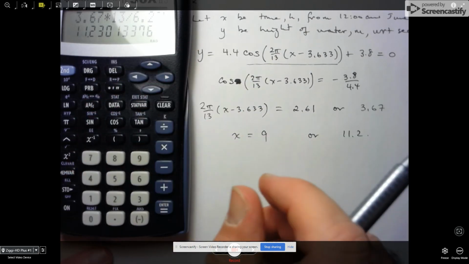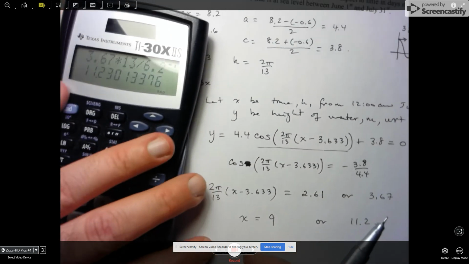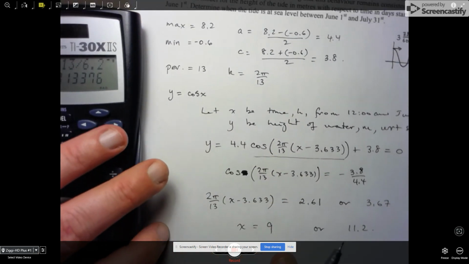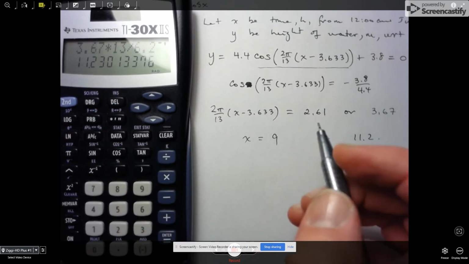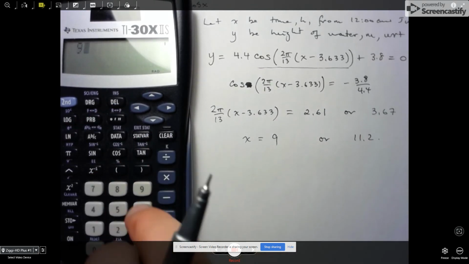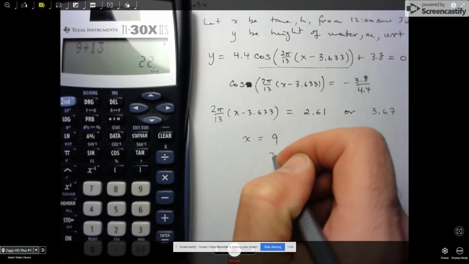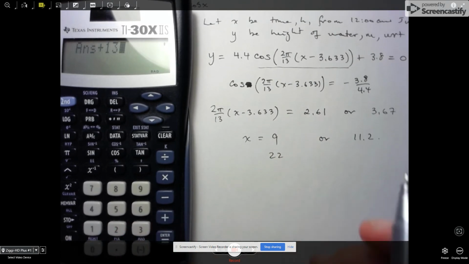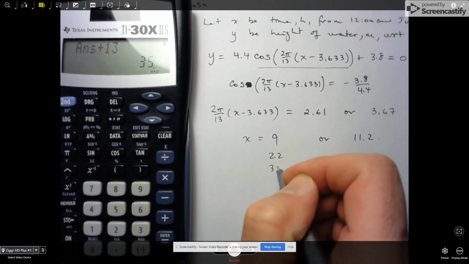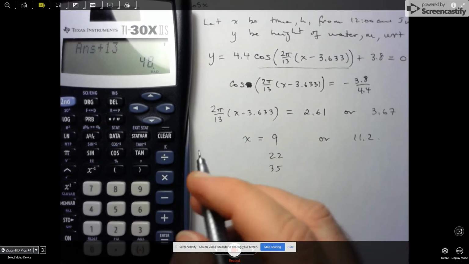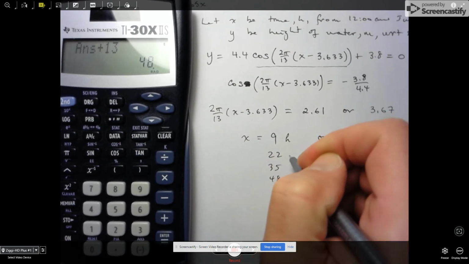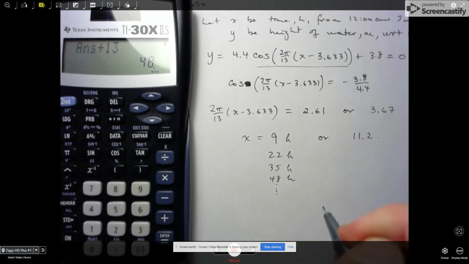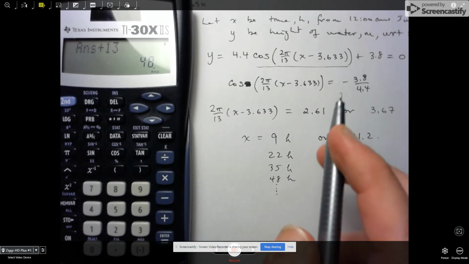All right, so these are my initial answers, and now to determine other answers, I just have to keep adding the period, which, remember, was 13 hours. In this case, I'm not going to keep going, I'm just going to find a few of them. So 9 plus 13 is 22, plus 13 is 35, plus 13 is 48. And this is all in hours, and remember, hours from 12 a.m.